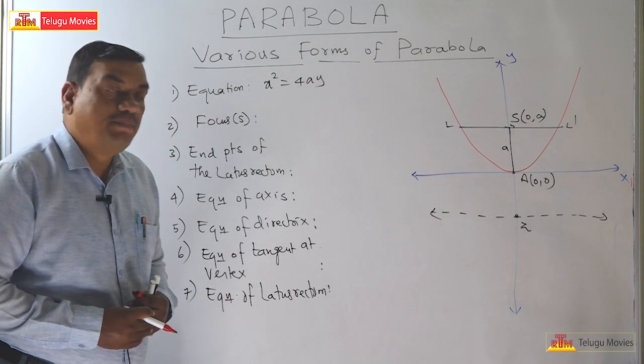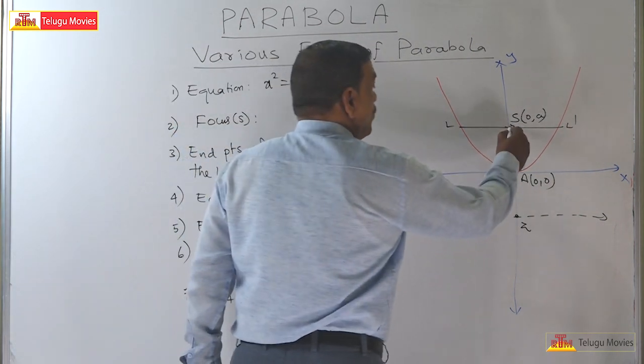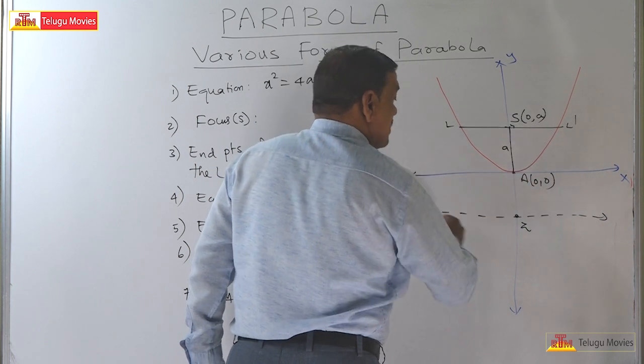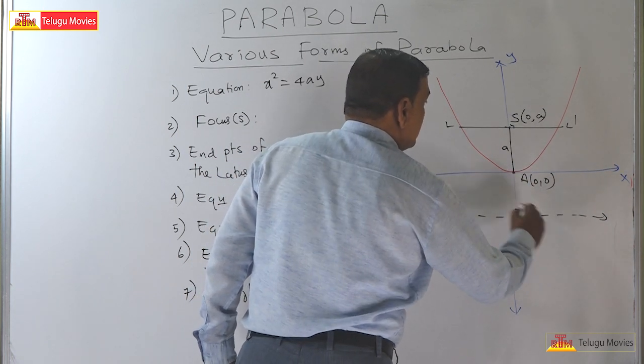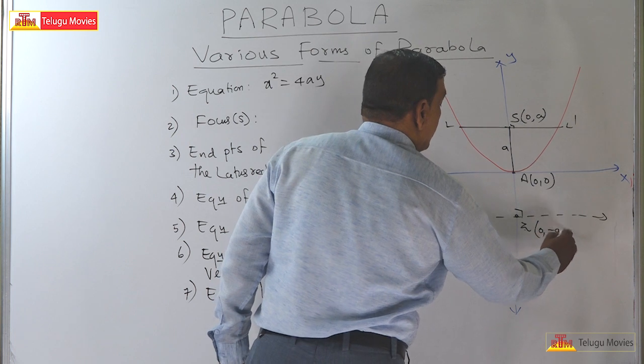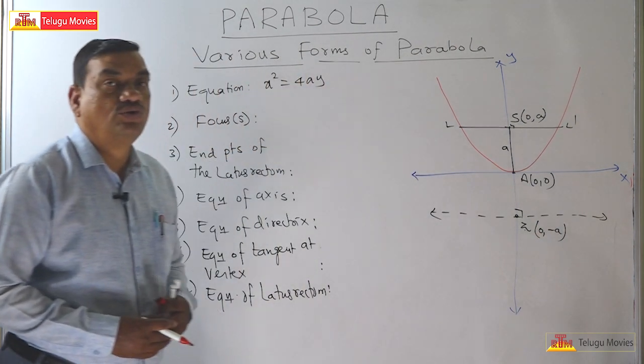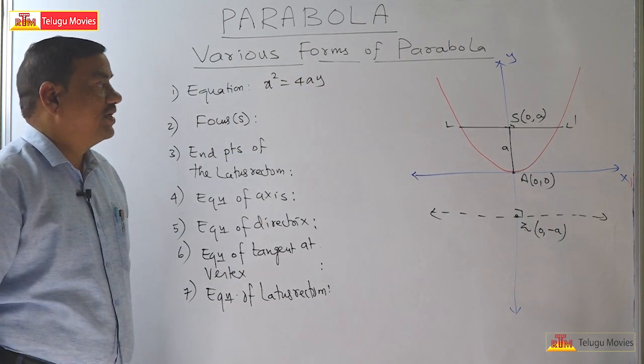The foot of the perpendicular from the focus or from the vertex upon the directrix is Z. This is called 0, comma minus a. Z is equal to 0, comma minus a.